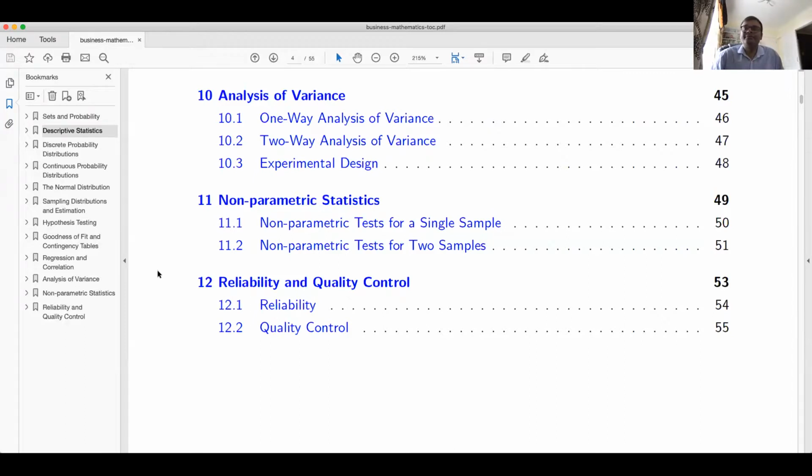So this is almost the time now. Is there any question directly relevant to the business mathematics or the topics which have been posted here as the topics that we will be discussing?